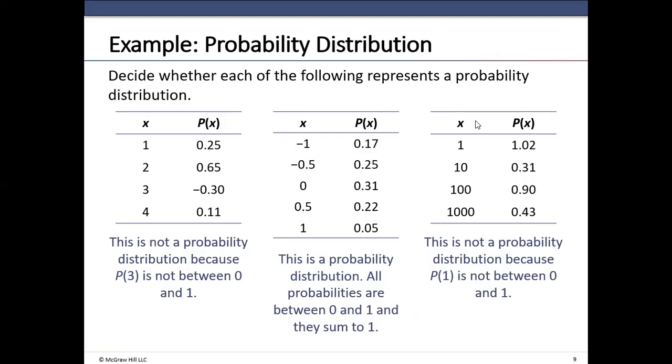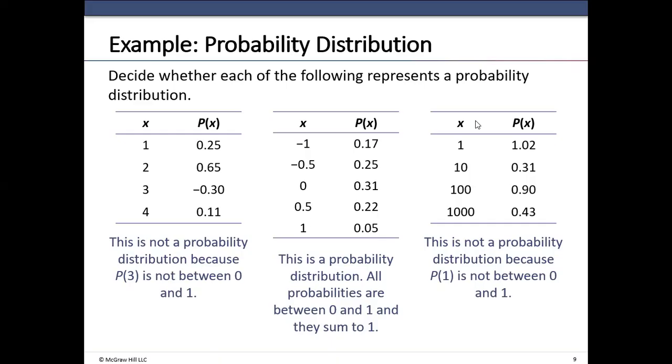The second one, we have to see whether they add up to 1. There is no negative probability value. There is no probability value greater than 1. So let's add the probabilities. 0.17 plus 0.25 is 0.42, plus 0.31 is 0.73, plus 0.22 is 0.95, plus 0.05 is 1. Hence, the sum of the probabilities is 1. This is a probability distribution. All the probabilities are between 0 and 1, and they sum to 1.